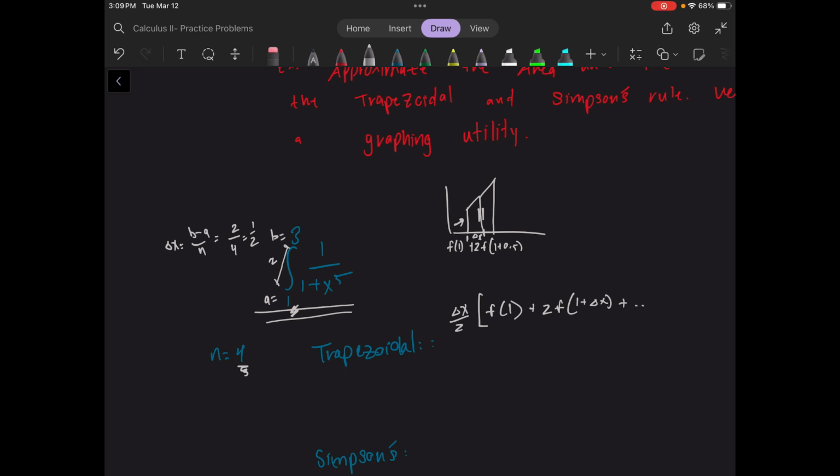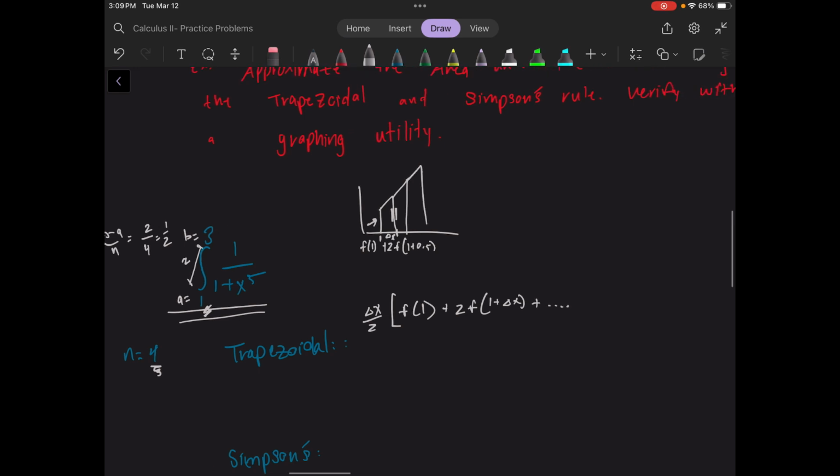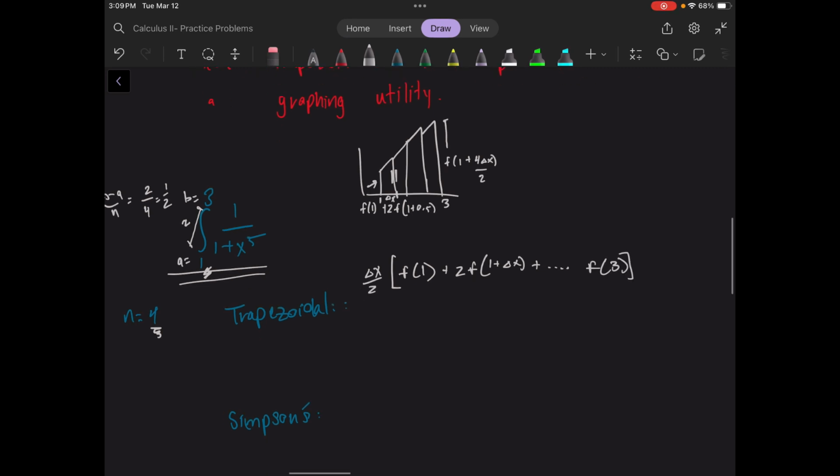Then we're going to do the same thing until we finally get to the last length, which is just one function evaluated at whatever b was. Now we have 4 delta x's, so that's 1 and then 4 widths of those trapezoids. We're ending up at 3 because 4 delta x is 2. So we're going to end at f of 3, right? So you see the pattern we're working with. With the trapezoidal rule, we said that delta x was 0.5, divided by 2.